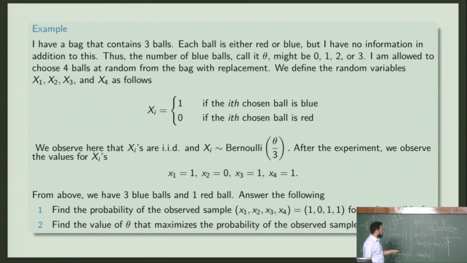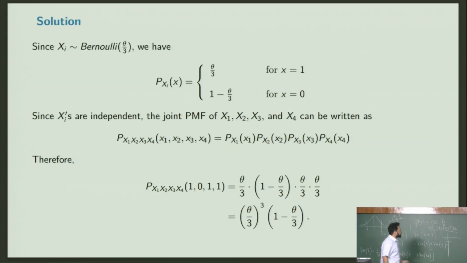So find the probability of the observed samples for each possible theta, and find the values of theta that maximize the probability of the observed sample. Basically, it boils down to an optimization problem where we have to find a theta that maximizes the probability according to the data we have. So let us try to do this.